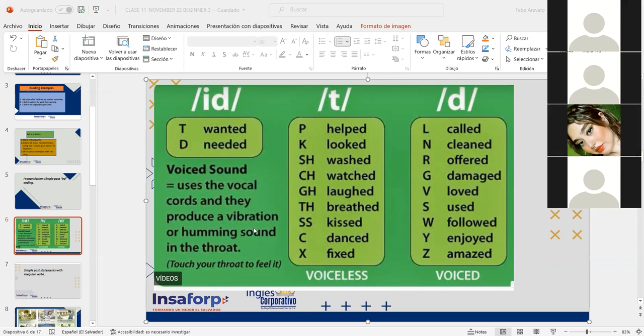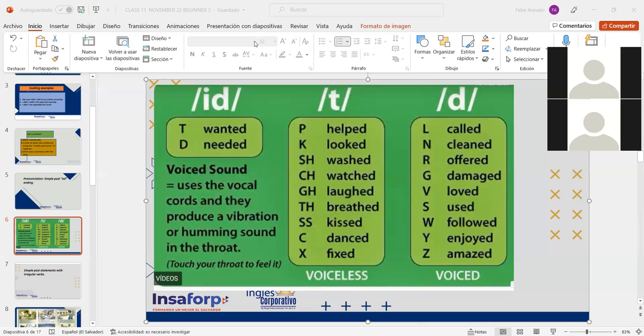Very good. Let's go with Genevieve. Okay, Genevieve, if you want to participate, this is your time. Okay, Miss. Wanted, needed, helped, looked, washed, loved, read, kissed, danced, fixed, called, cleaned, offered, damaged, loved, used, followed, enjoyed, amazed. Very good, excellent, thank you.